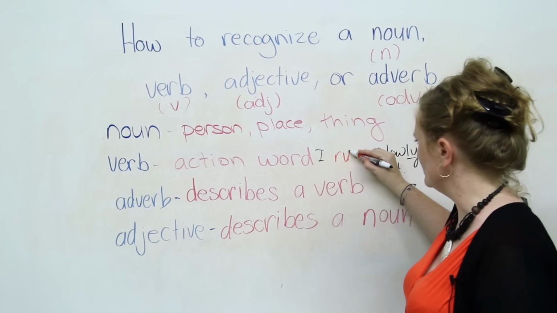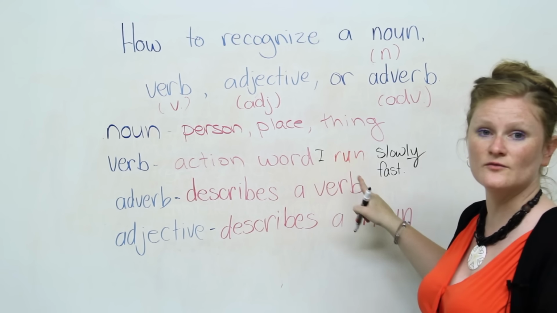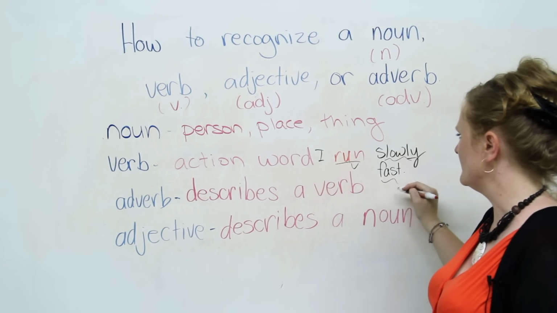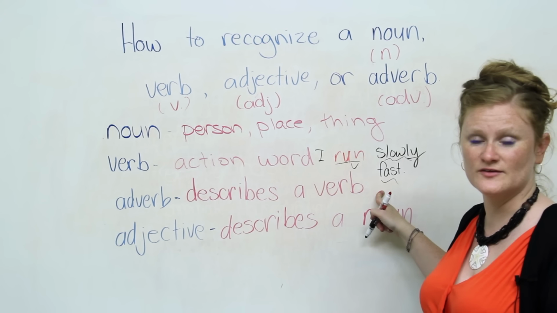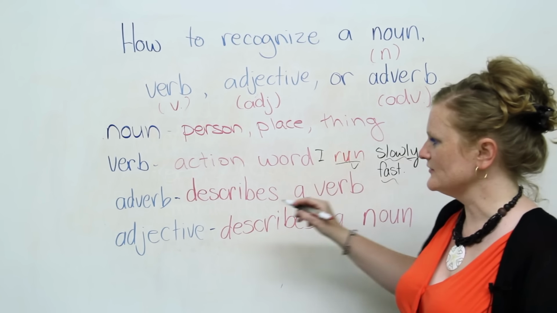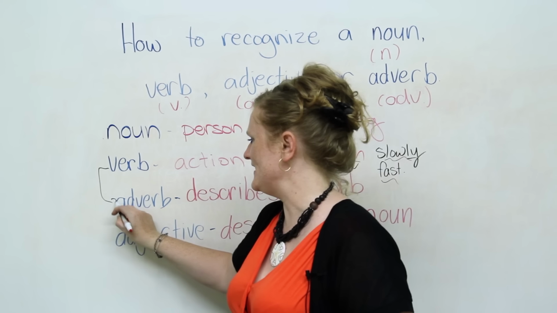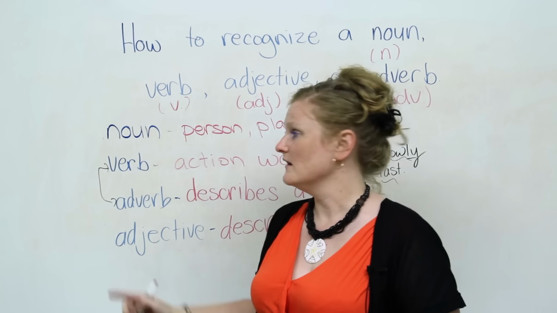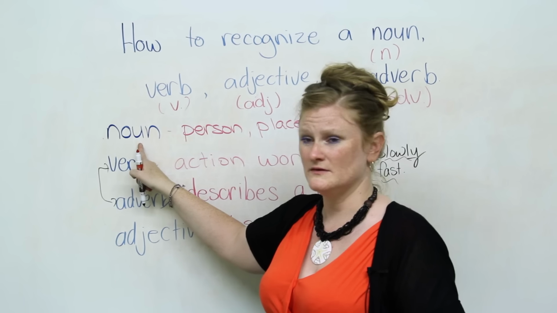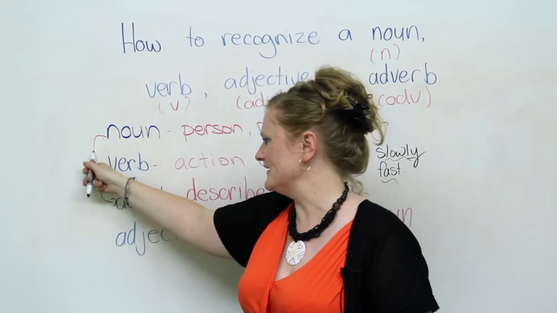I'm just going to write run here. So, I run slowly. I run fast. In this sentence, this is your verb, and this is your adverb, because it tells you how the action was done. So these two, yay, are partners. Oh, verb has no partner. No, noun has no partner. It is sad. That's okay.